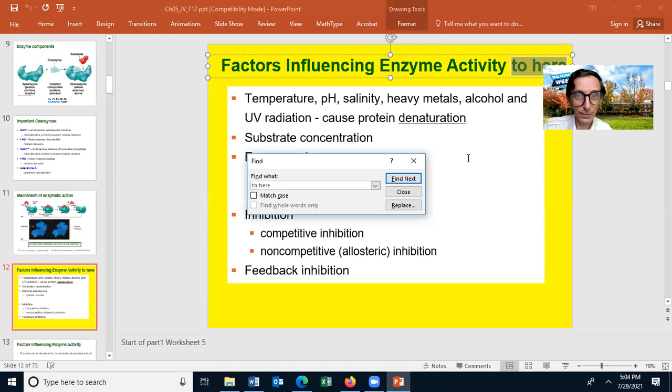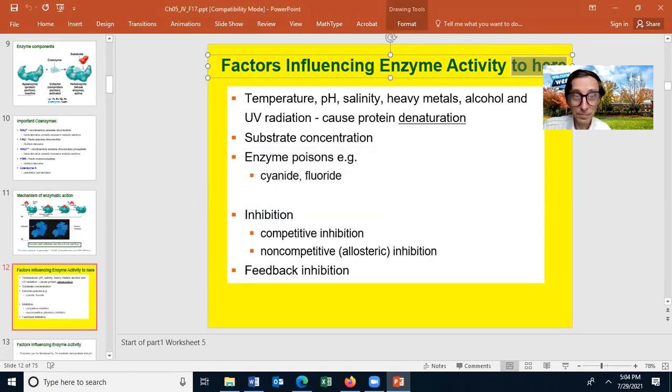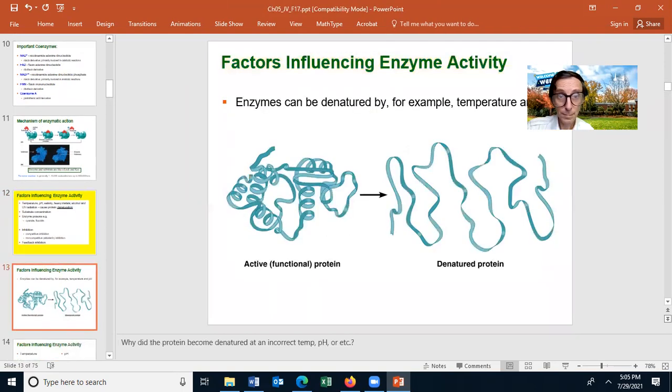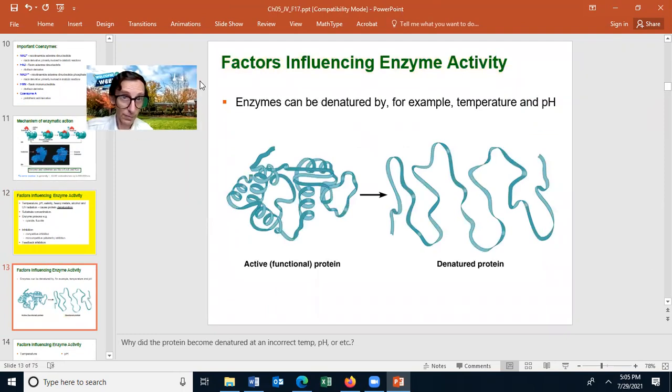Now you see why I write to here in, because I won't remember where we left off. So we talked about the different factors that can influence the activity of an enzyme. Any question about that? When an enzyme gets denatured, and this is true for any protein, what happens is that the enzyme changes its folding pattern, and instead of being a nice, normal shaped protein, it comes into a different folding pattern. And this we call a denatured protein.